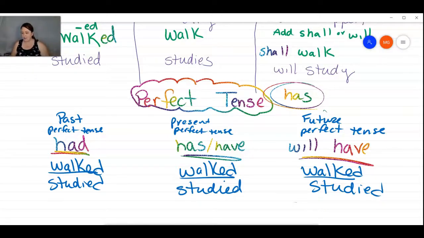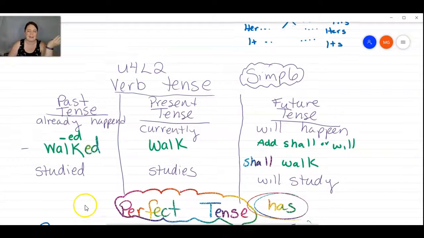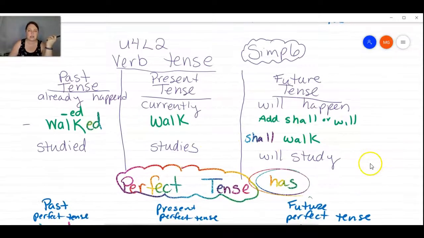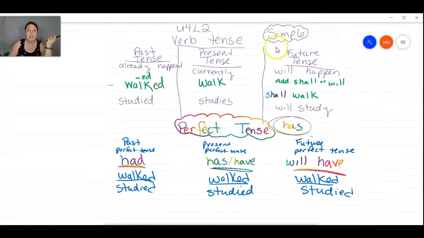Those are the different tenses. Perfect tense and simple tense. Simple tense. So those are the two tenses for today: simple and perfect tense. Obviously me saying that is not perfect.